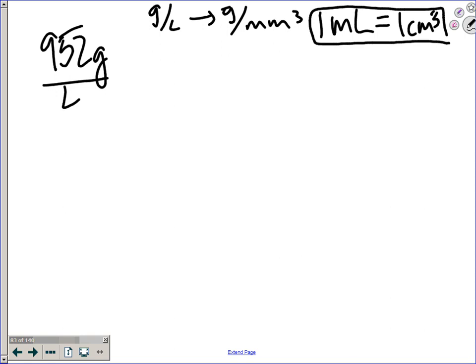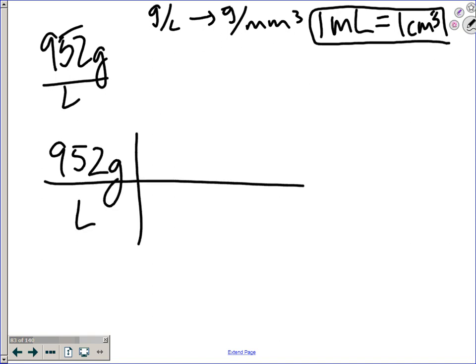It's a unit of volume that we often just use interchangeably. So if we're starting off with 952 grams per liter, I can't go directly from liter to centimeter cubed because that's volume in another form. So I'm going to go from liter to milliliter because liter and milliliter have a relationship. If I put liter up top, it's going to cancel liter. If I put milliliter on bottom, I'm going to get eventually to this volume.